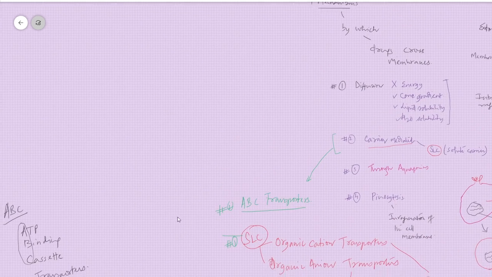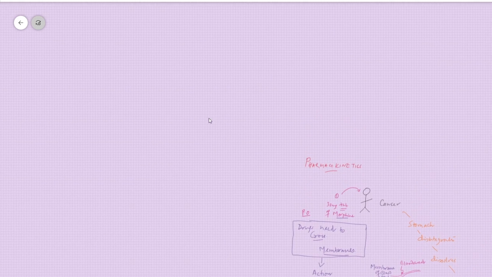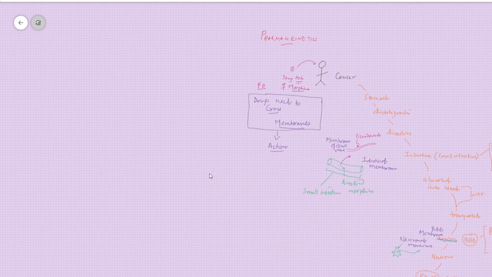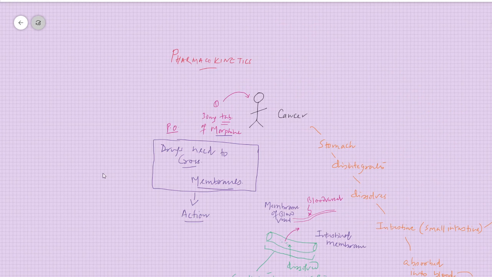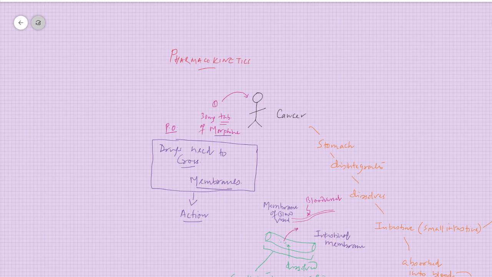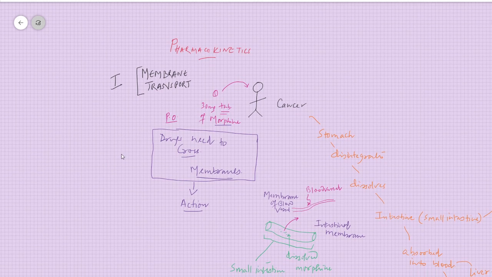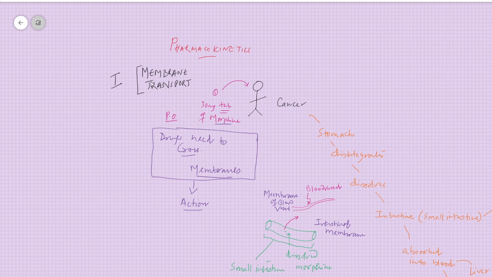So with this, in pharmacokinetics, we have completed our discussion on membrane transport. That is the first topic that we need to cover under pharmacokinetics. So we have covered membrane transport.